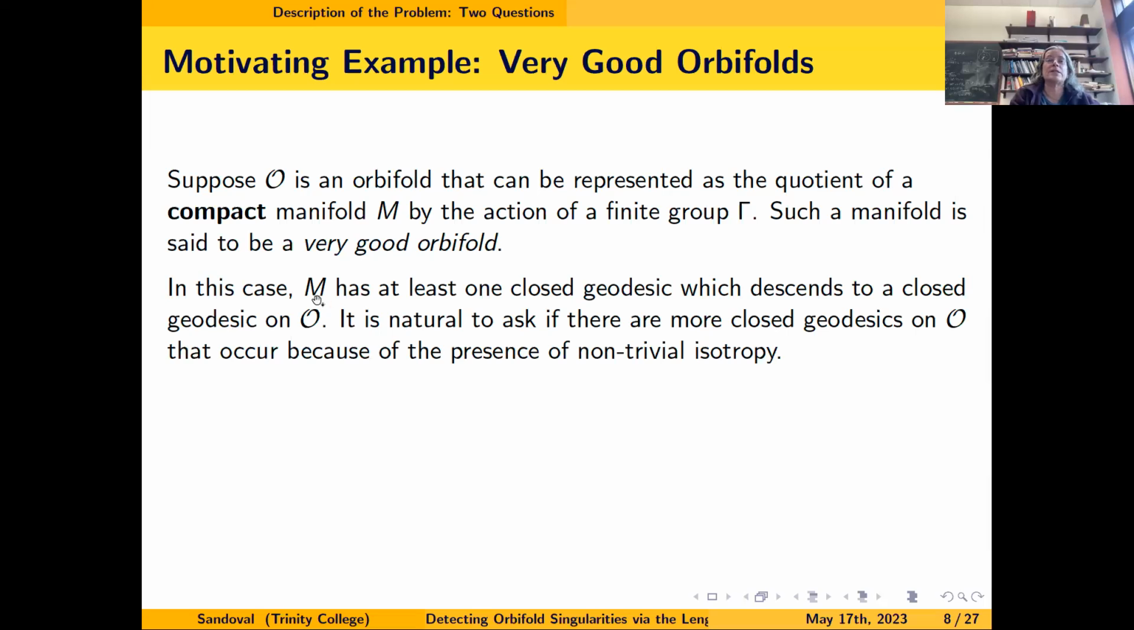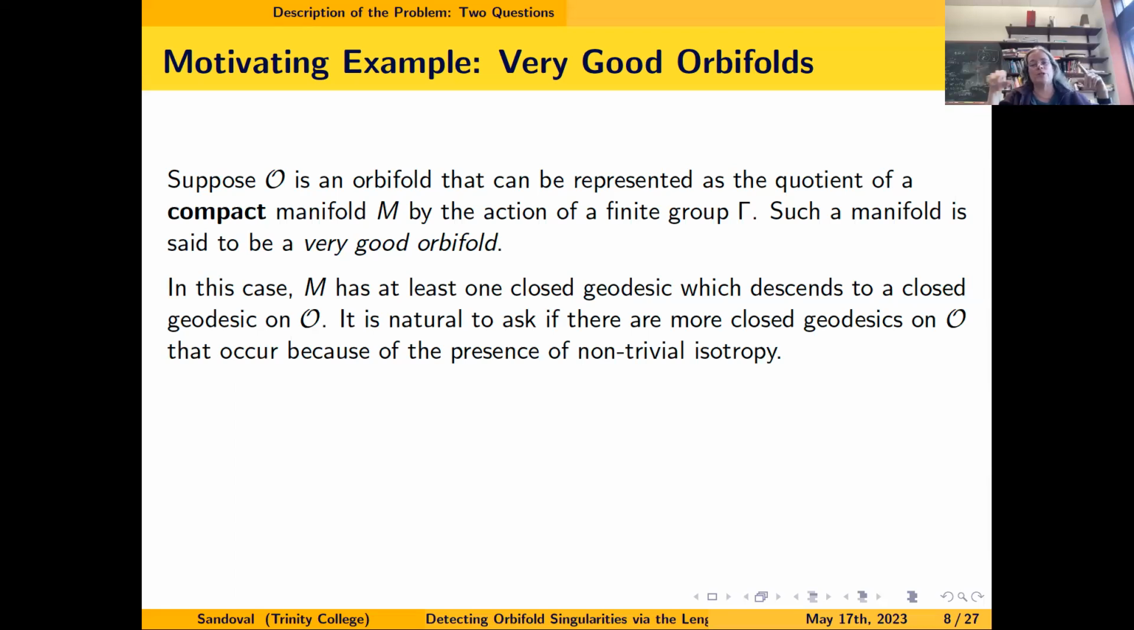So in this case, we know that the orbifold will have at least one closed geodesic that it inherits from M, the cover. It's kind of natural to ask if there are more closed geodesics on O that occur just because of the presence of non-trivial isotropy. So in some sense, you would expect there to be maybe more closed geodesics in this case, because you have the ones that you had just by having a compact manifold, but maybe there are more ways to correct things.